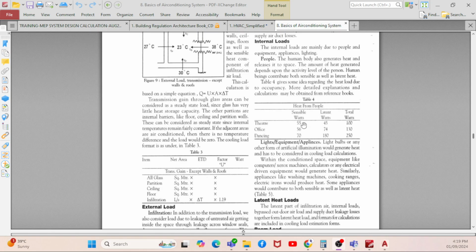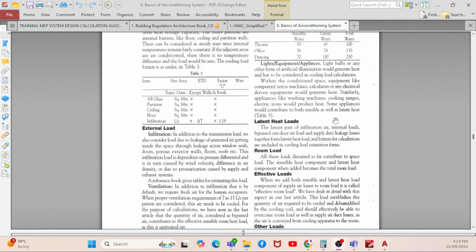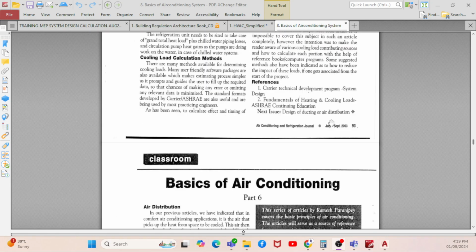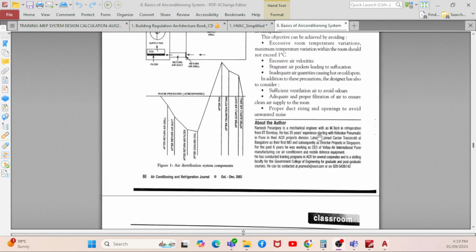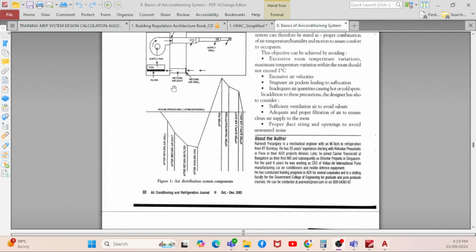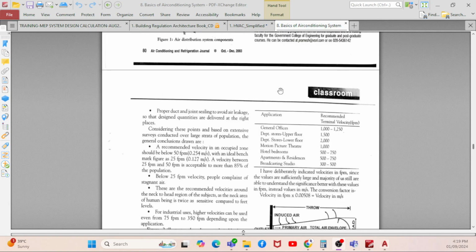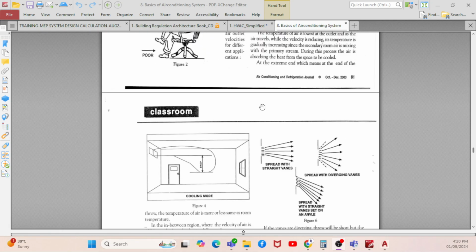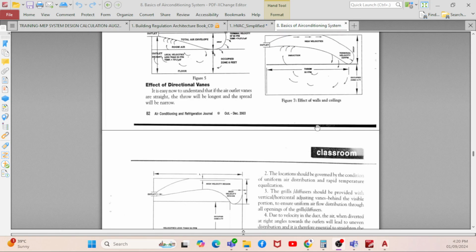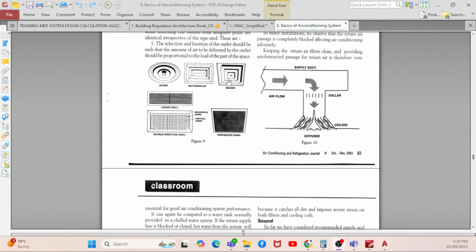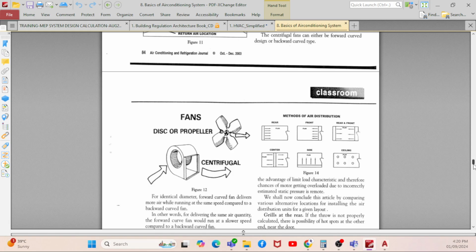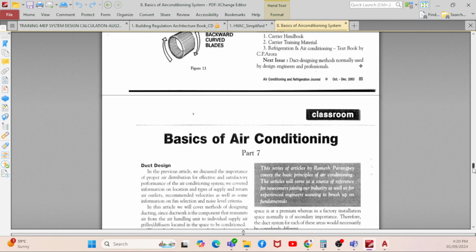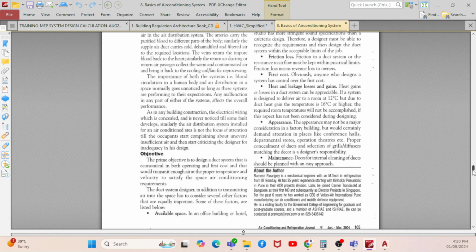So the heat from the people, how much sensible, how much latent. Okay, so this is the air distribution part. This we will talk about in detail, with duct sizing calculation. Then there are air diffusers, right? So how to mount them, what types of fans, and duct design, how to do the duct design.